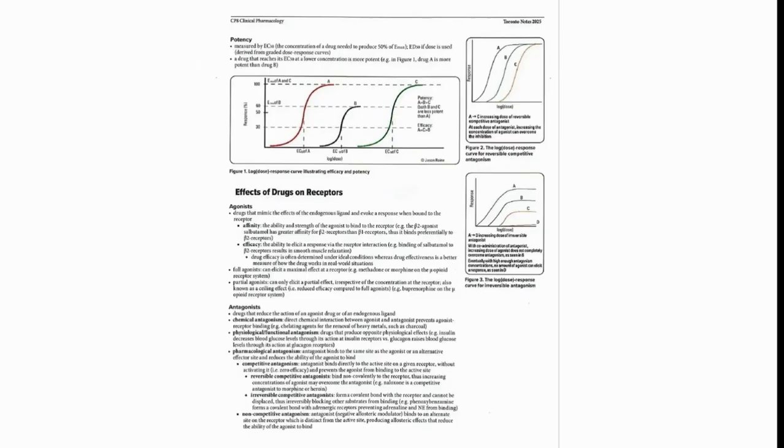Number 2, physiological or functional antagonists. Here, two drugs act on different receptors but produce opposite physiological effects. For example, insulin lowers blood glucose.